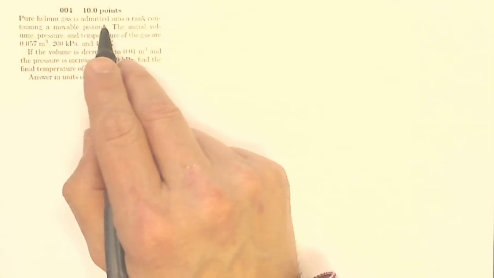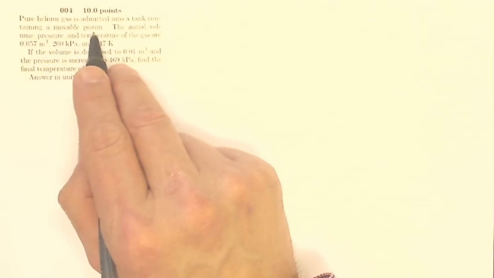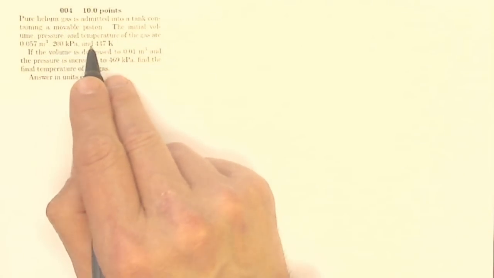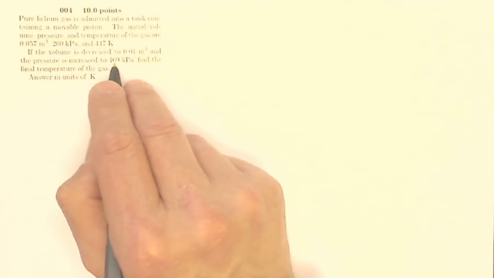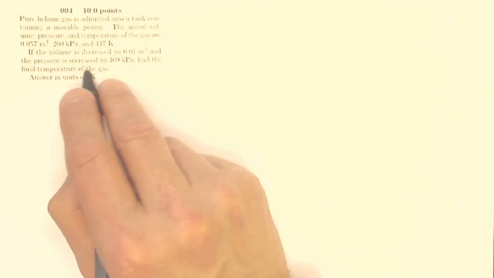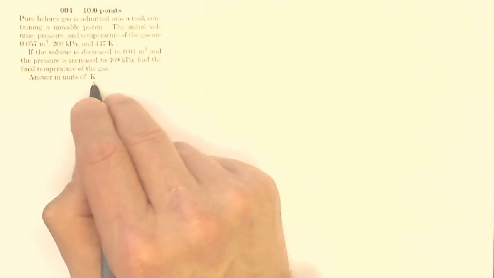Pure helium gas is admitted into a tank containing a movable piston. That should be familiar. The initial volume, pressure, and temperature of the gas are 0.057 meters cubed, 200 kPa, and 447 Kelvin. If the volume is decreased to 0.01 meters cubed and the pressure is increased to 469 kPa, find the final temperature of the gas. Answer in units of Kelvin.